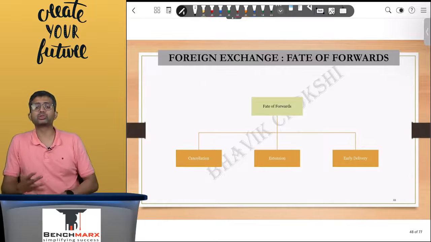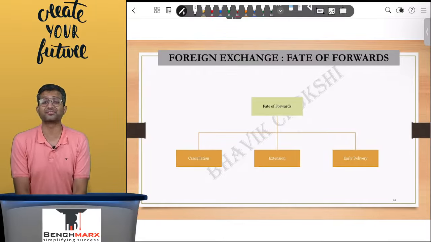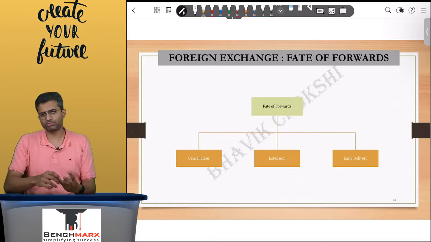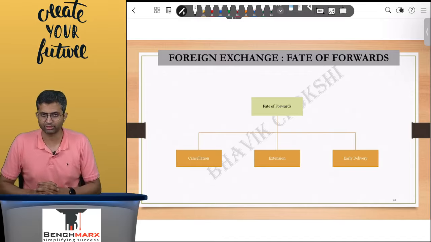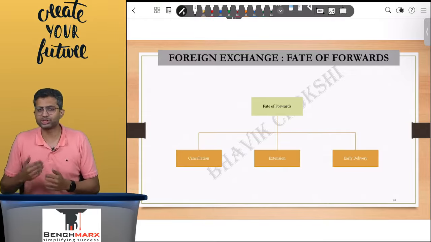Next is one of the most difficult sections when it comes to the foreign exchange chapter, which is called fate of forwards. So when we are looking at fate of forwards, there are 3 to 4 main things. One is cancellation, one is extension, one is early delivery, and then a case of late cancellation. So first is cancellation. Why do you need to study this for forwards, not for futures?